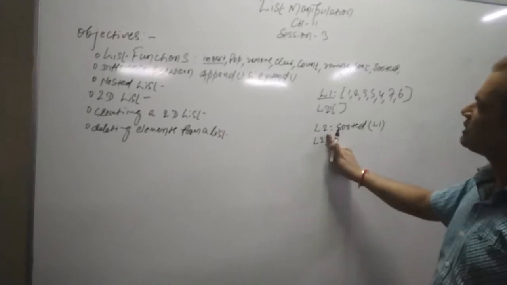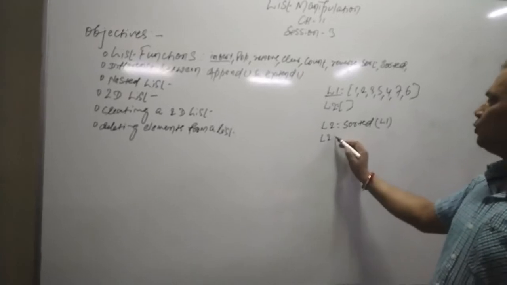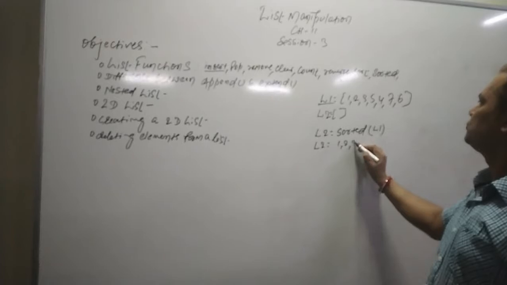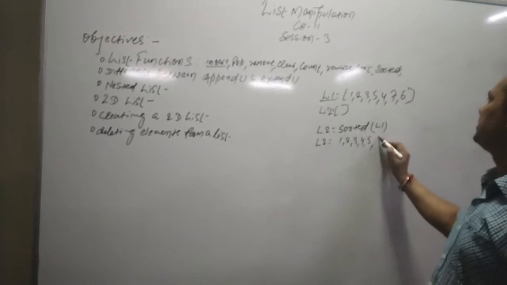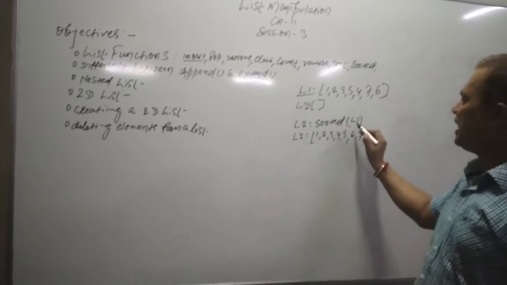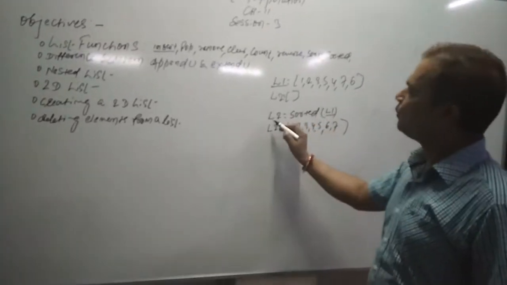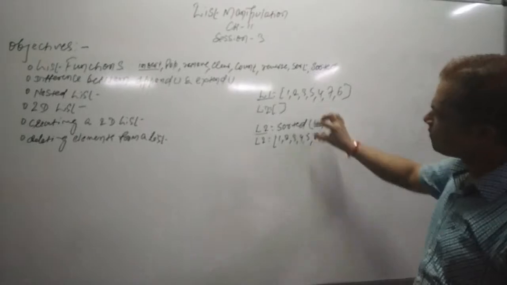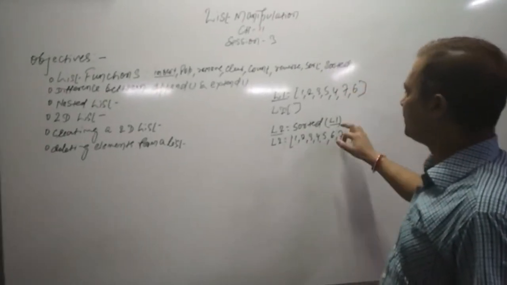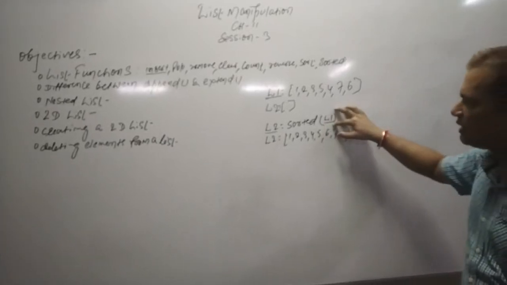If you see L2, what will L2 give you? 1, 2, 3, 4, 5, then 6, then 7. Why? Because you sorted L1 and stored it in L2. So this method returns a value as a sorted output of the particular list that you passed as a parameter.